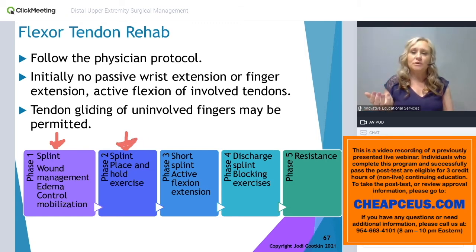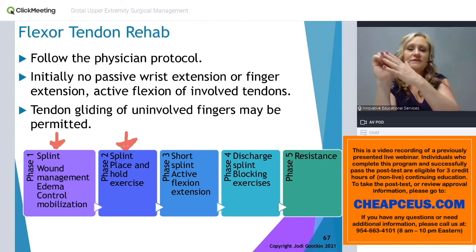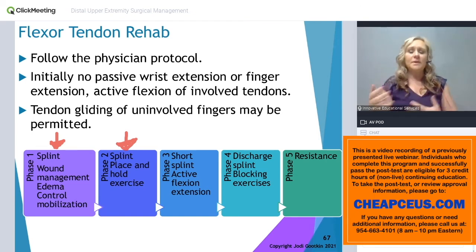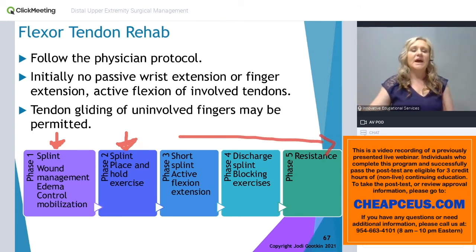Typically, place and hold exercises are utilized where the patient's joint is flexed down. They're told that they're holding maybe a butterfly, that they're not trying to crush. That's only the slight amount of tension, and then they can relax. And that may be repeated. And then we're going to see progressive moving towards resistance, up to 12 weeks out.